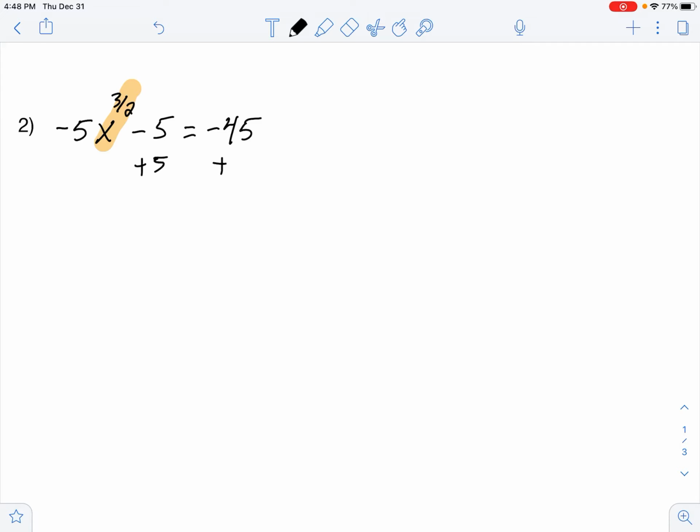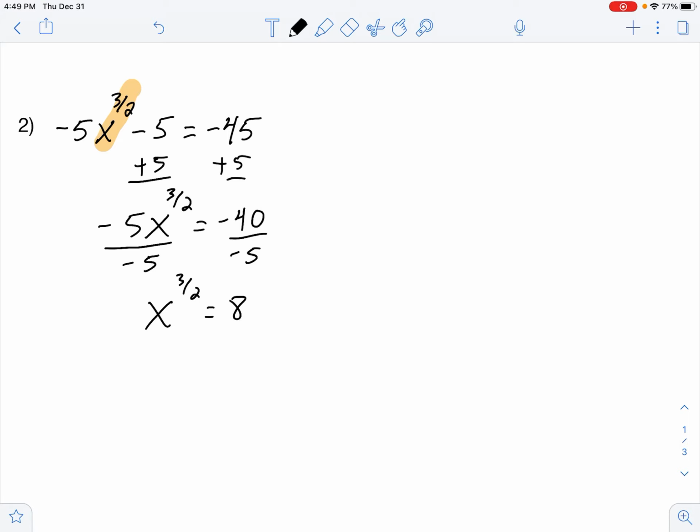This is subtraction. And that gives me -5 times x to the 3/2 is equal to, and this is going to be -40. Now I'm going to divide by -5 because this is a multiplication. It's -5 times x to the 3/2. So I divide by -5, and that gives me x to the 3/2 is equal to 8. Now we can do what we did in problem number one, that step. We're going to raise both sides to the reciprocal power.